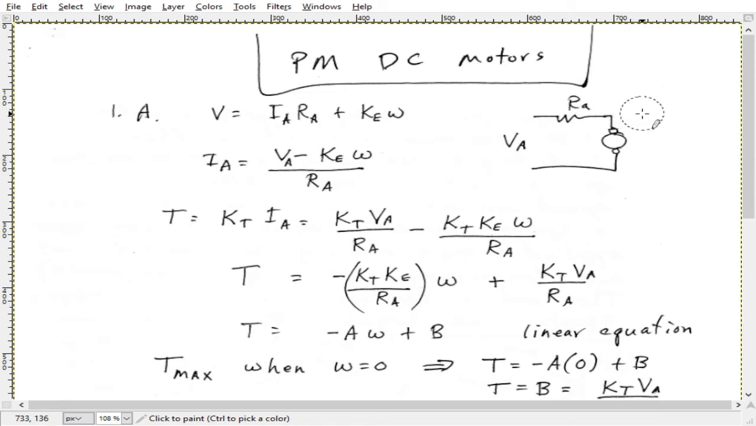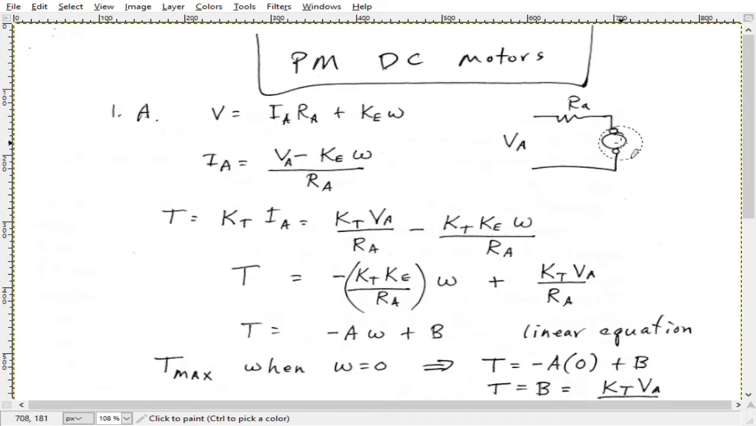Okay, so let's start out with some equations. VA is the applied voltage, IA is the current that's flowing into the circuit, and RA is the armature resistance, and KE represents the voltage generated by the motor in the armature circuit. Okay, and this is often called the counter EMF.